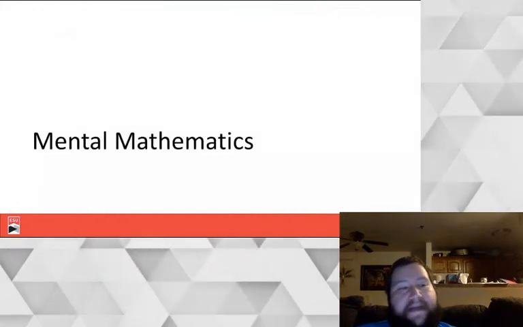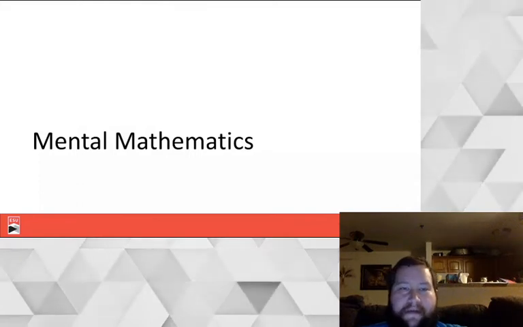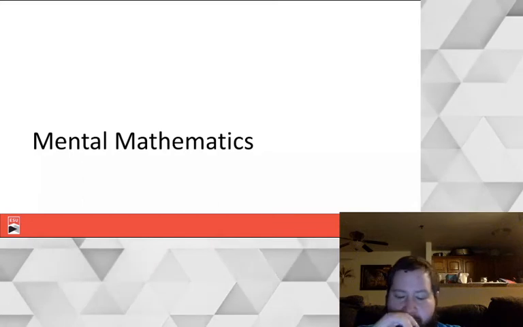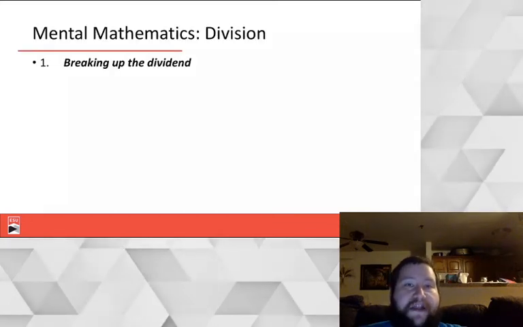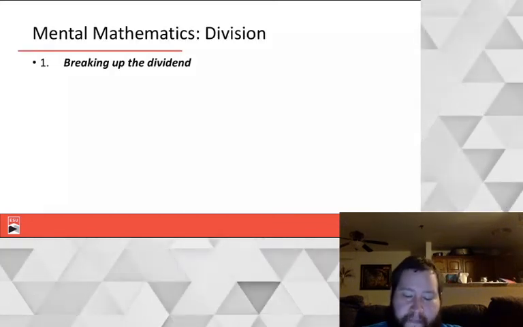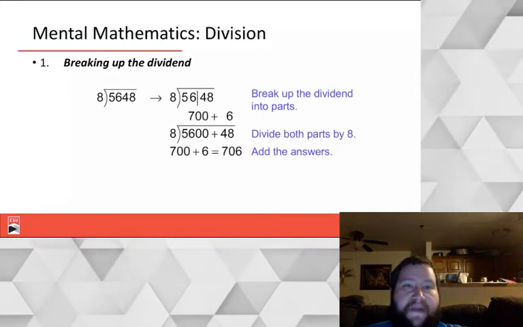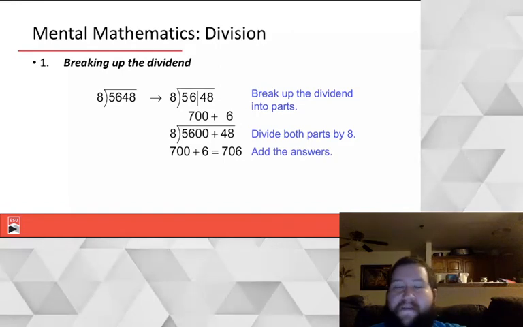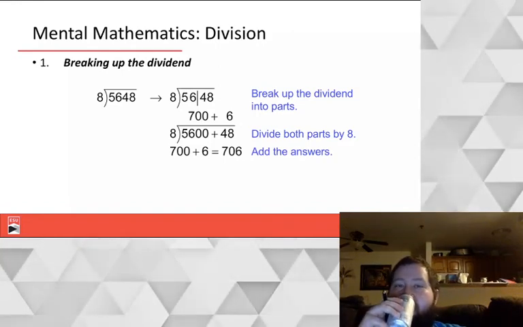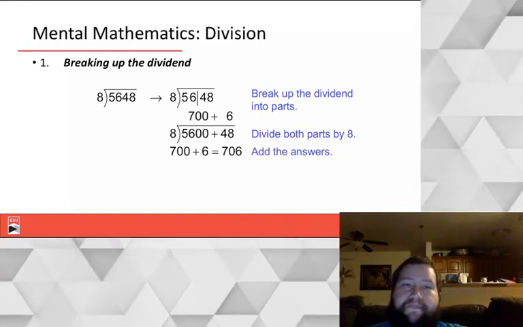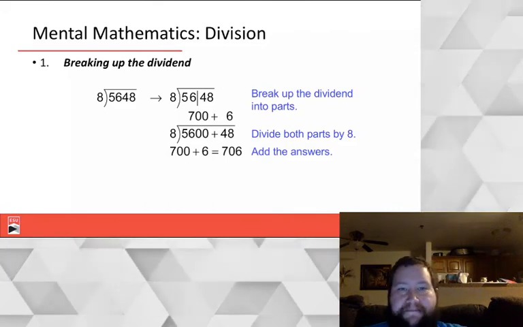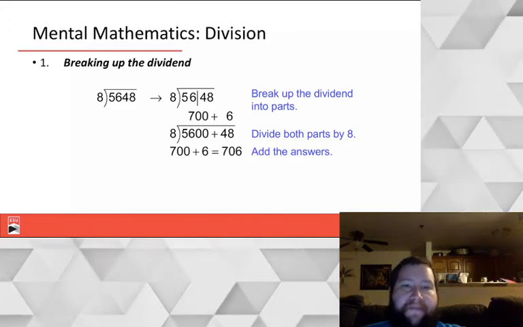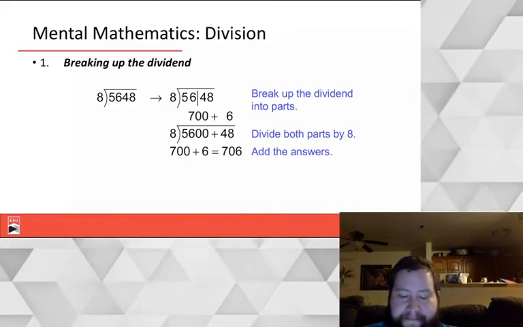Okay, so that's really the formal things that we're going to talk about. In terms of mental math, some strategies we have for division. Break up the dividend. So you're like, well, 7 eighths are 56, so we can just take all of those out. That's 700 of them. And then we need 8 more to get that 48. So we essentially just split 5648 into 5600 and 48.